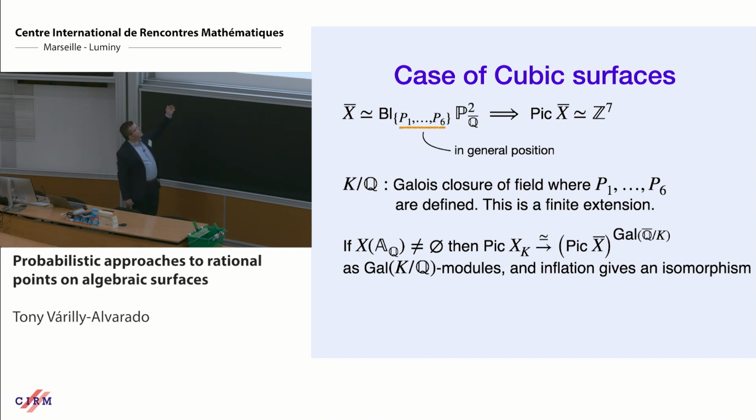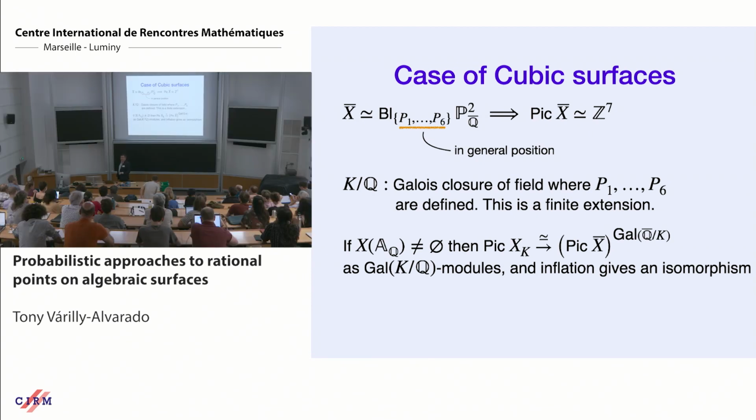In that case, when I take the Picard group of X base extended to that finite Galois extension, I always have an injection into the Pic of X-bar fixed by the Galois group of Q-bar over K, but that doesn't always have to be a surjection. But in the case that I have local points, I do have a surjection. And this isomorphism is in fact an isomorphism of Galois modules.